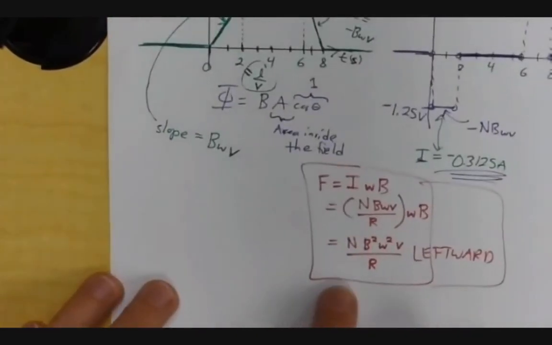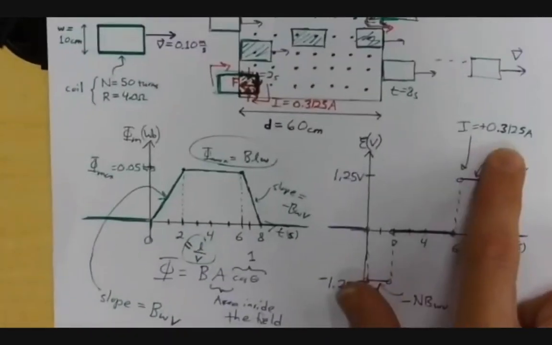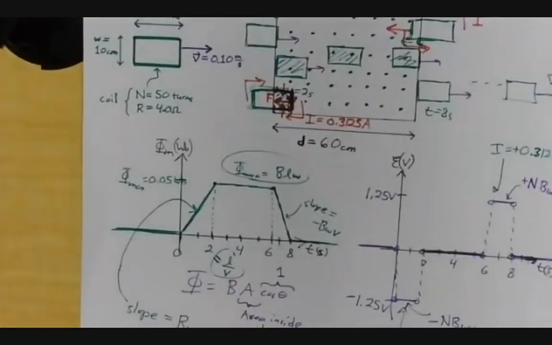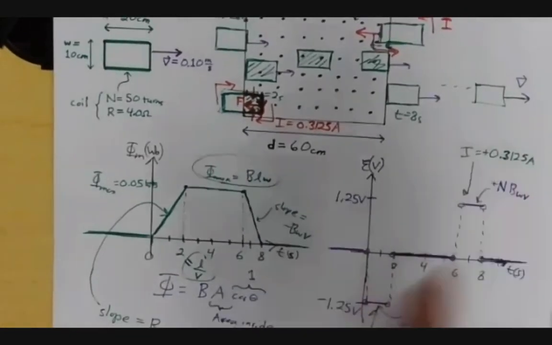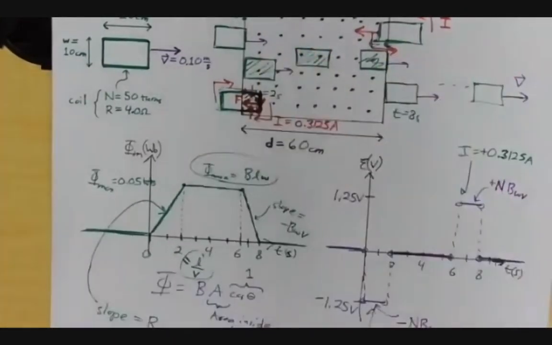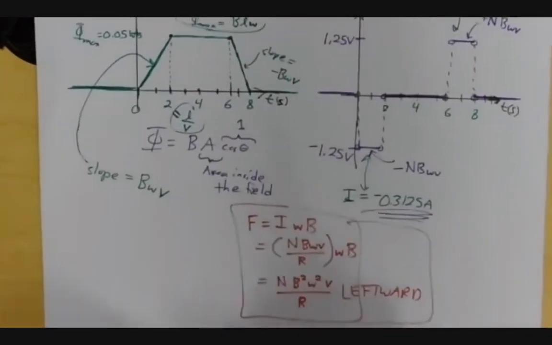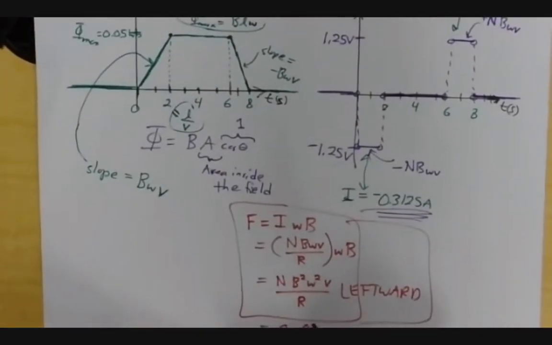How big would this be for our numbers? The current is 0.3125. I should multiply by this dimension one more time and by the magnetic field one more time. So 0.3125 is the current, and I'm going to multiply that by this dimension, which is 1/10 of a meter, and by 2.5 Tesla. So the force for our numbers should come out to be 0.078 newtons.